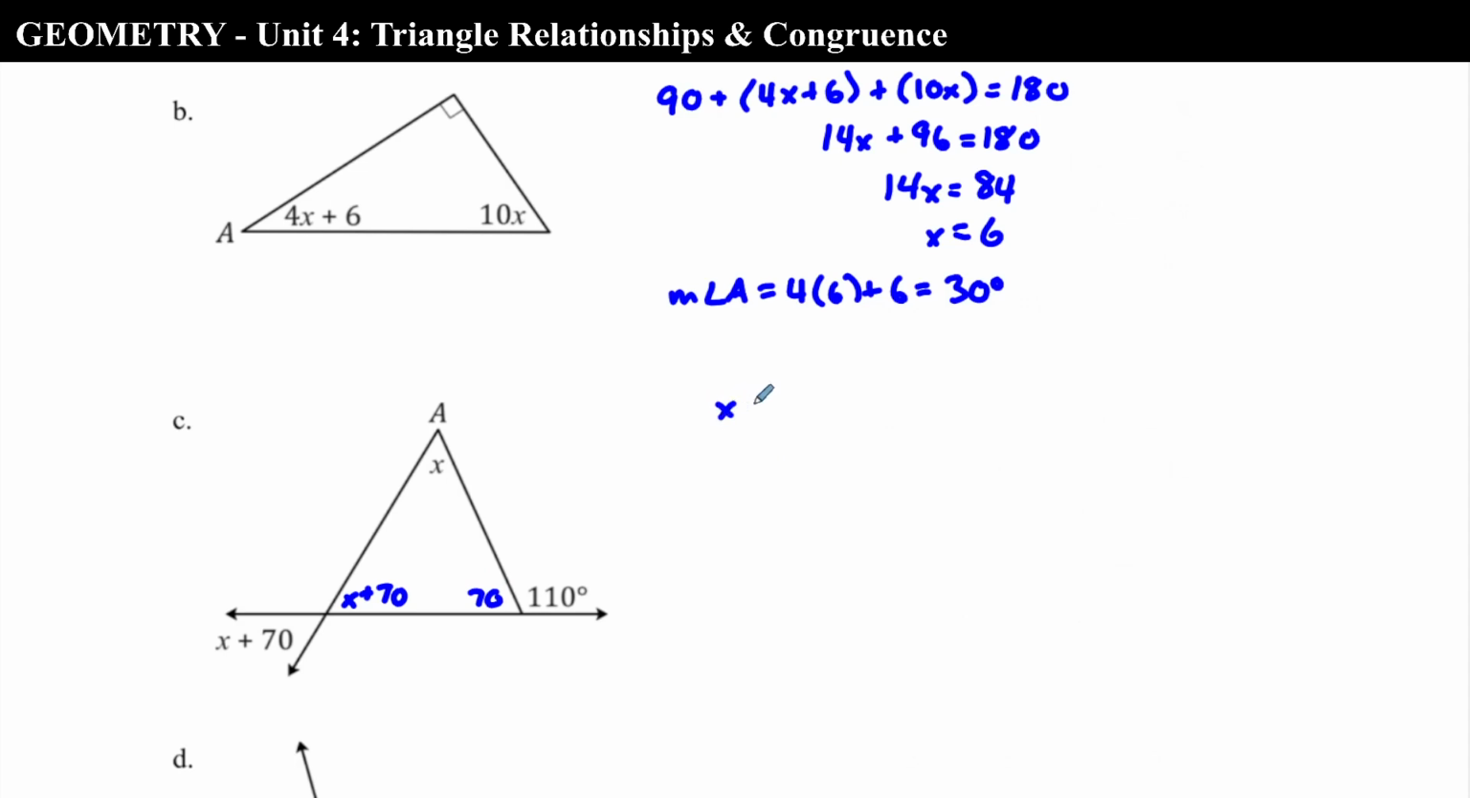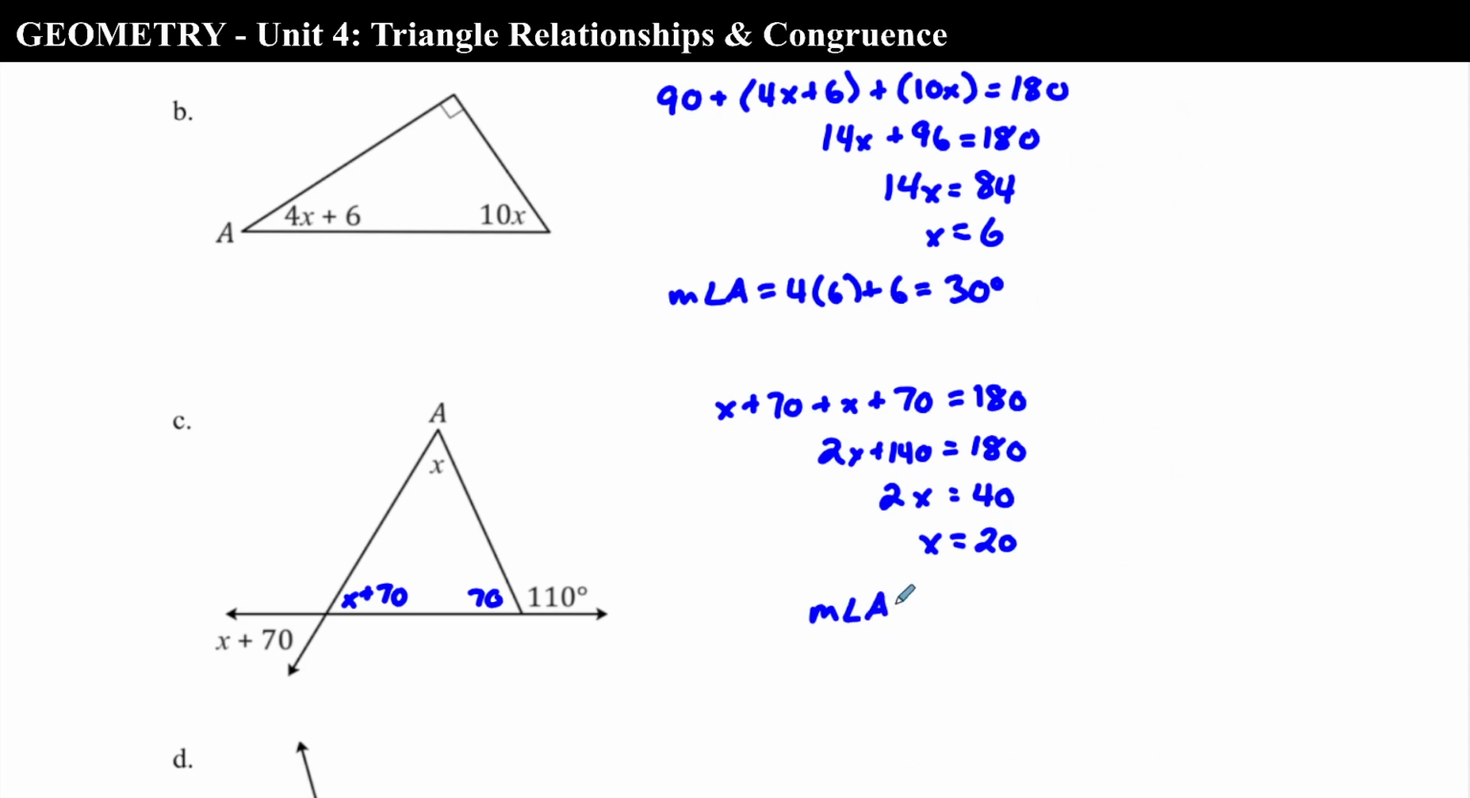So now we can add these things up. You've got x plus 70 plus x plus 70 equals 180. So we've got 2x plus 140 equals 180. Subtract 140 from each side and you get 2x equals 40. Divide each side by 2 and x equals 20. Finding angle A is fairly easy because it's just x, so the measure of angle A is 20 degrees.